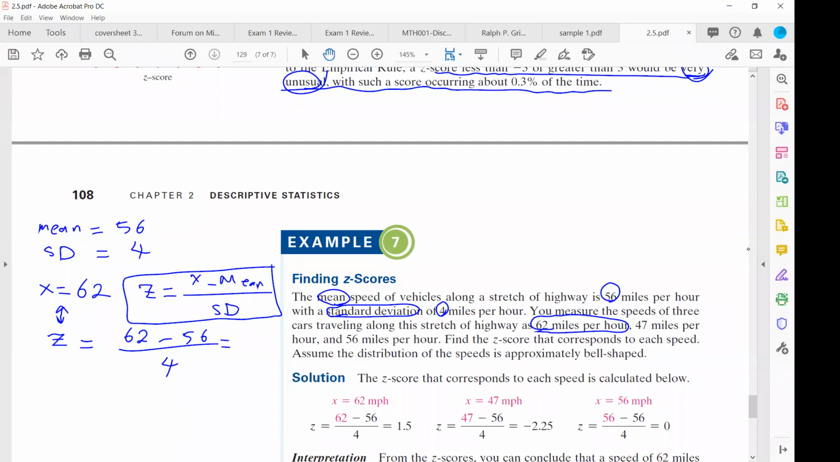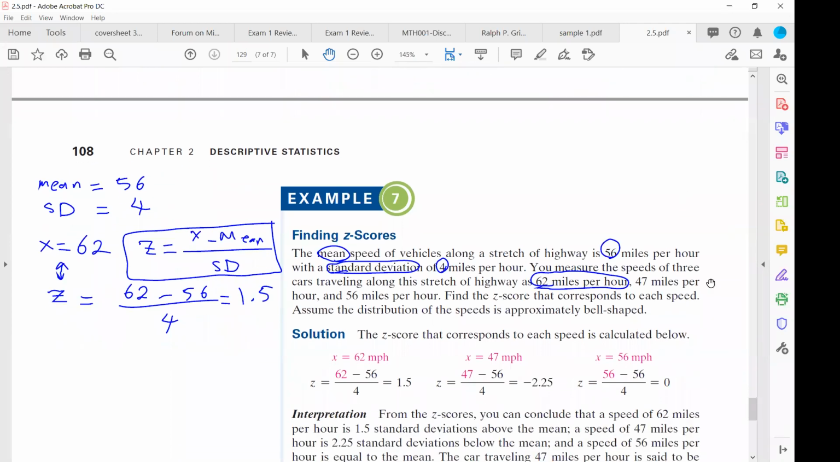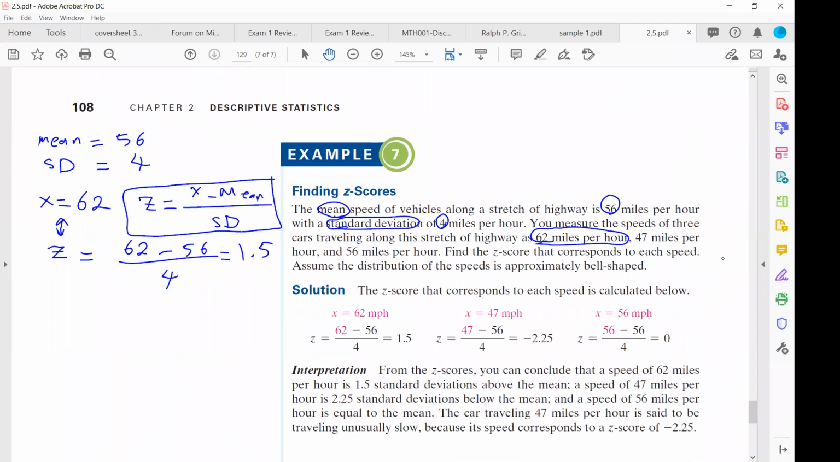If you do the calculation, you have 1.5. Is it greater than 2? Is it greater than 3? No, so it's not unusual. 1.5 is not greater than 2, so it is not unusual. That makes sense. The speed is 62, which is very close to the mean, so we're good. We're not worried about 62.